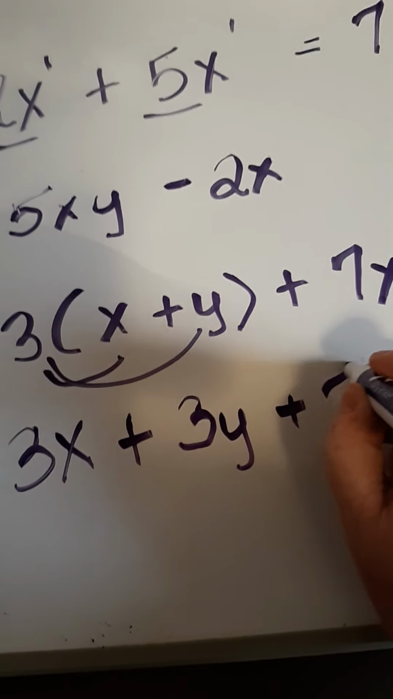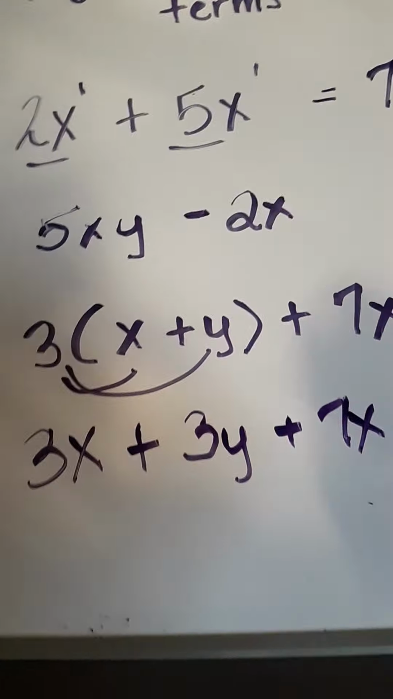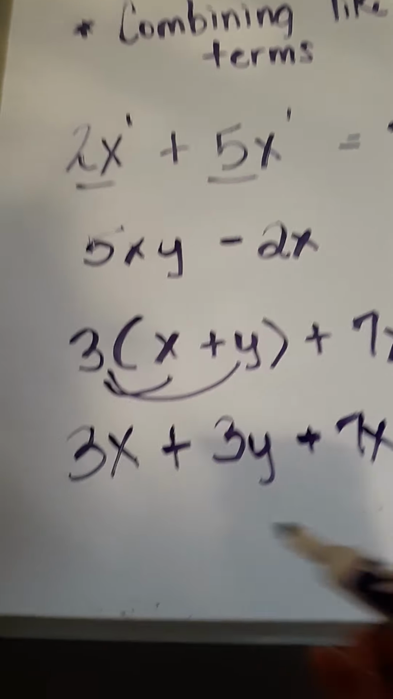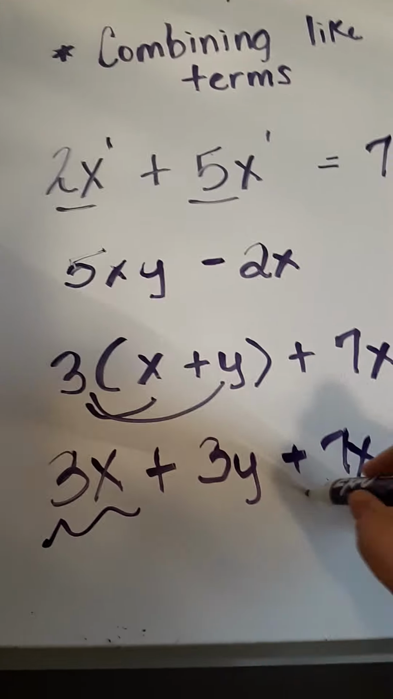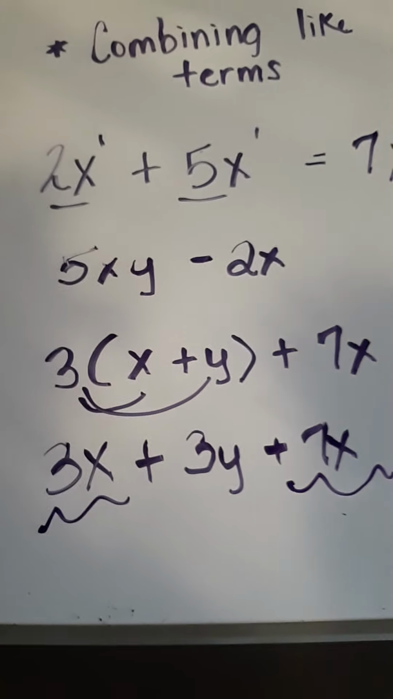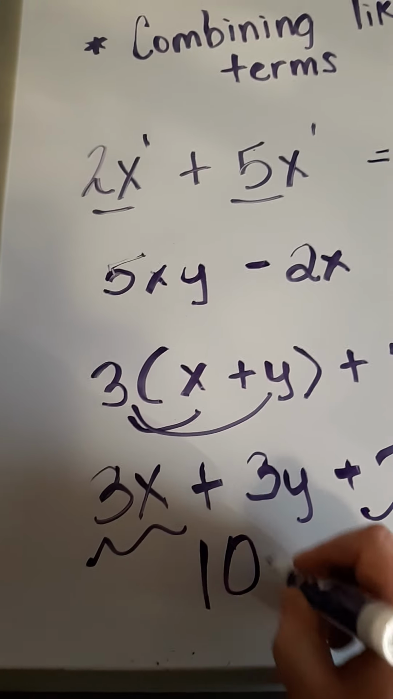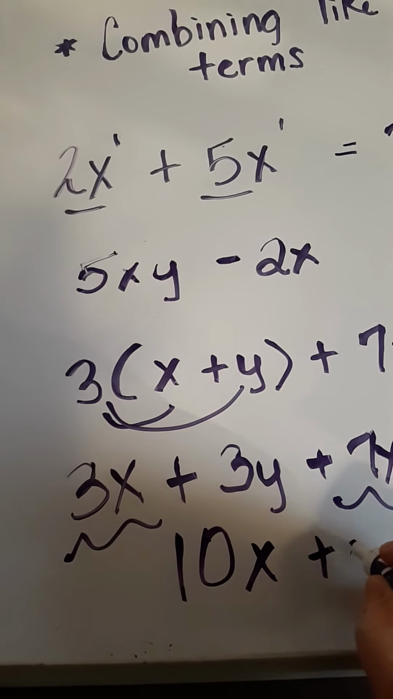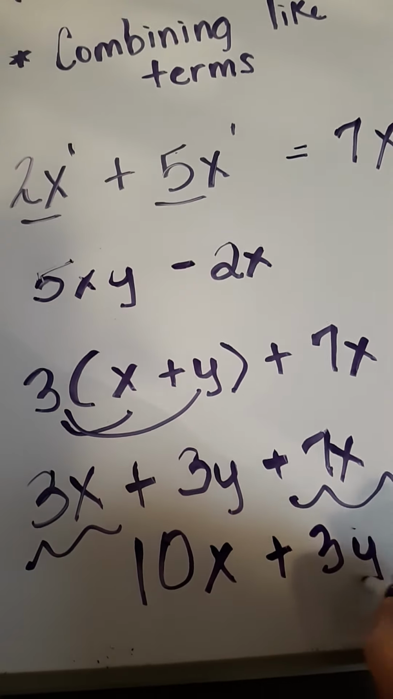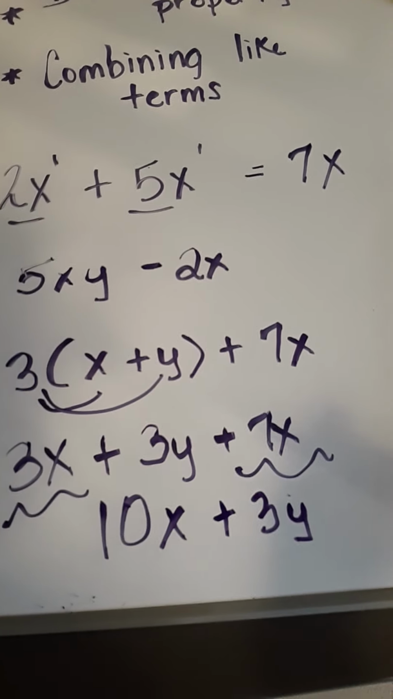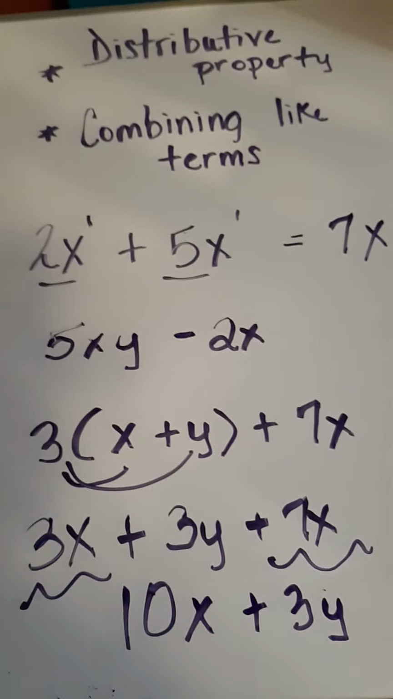The 7x doesn't have anything to do with the parentheses or the distributing, so you just bring it down. Do you have any like terms? Yes, this one and this one. So 3 of those x's plus 7 of those x's equals what? 10 of those x's. And the y, poor y, he's lonely, doesn't have anything to combine with, so that's the end of that. 10x plus 3y is the best you can do.